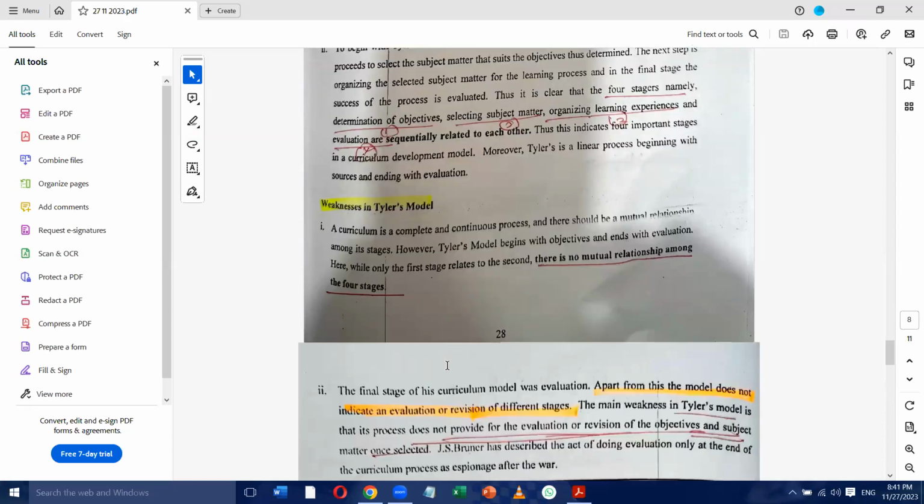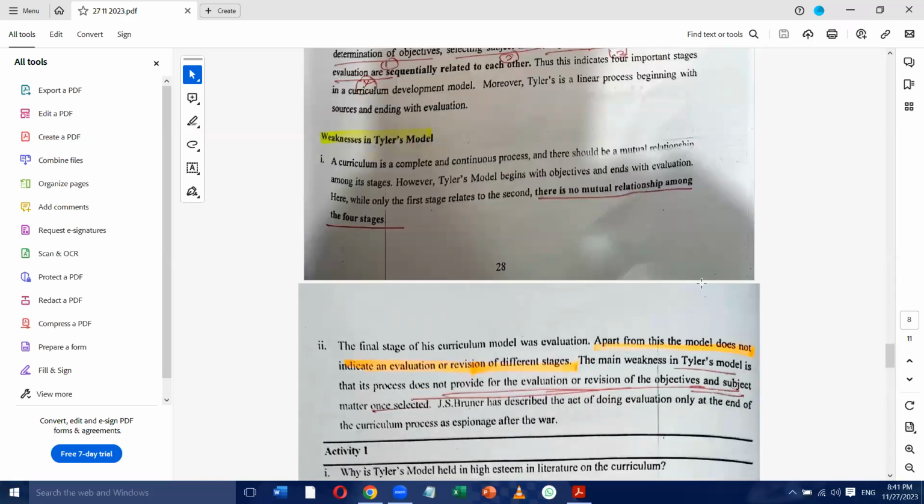The final, next one, we'll see that. The final stage of his curriculum model was evaluation that we were talking about. Apart from this, the model does not indicate an evaluation or revision of different stages. The main weakness in Taylor's model is that its process does not provide for the evaluation or revision of the objectives and subject matter once selected.